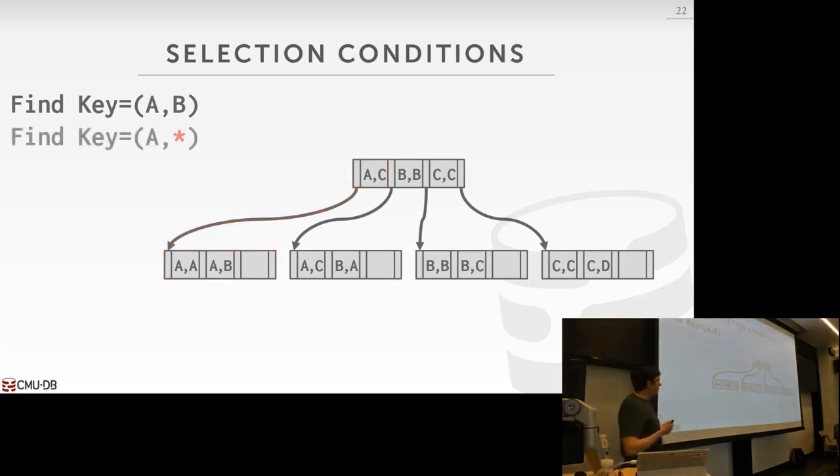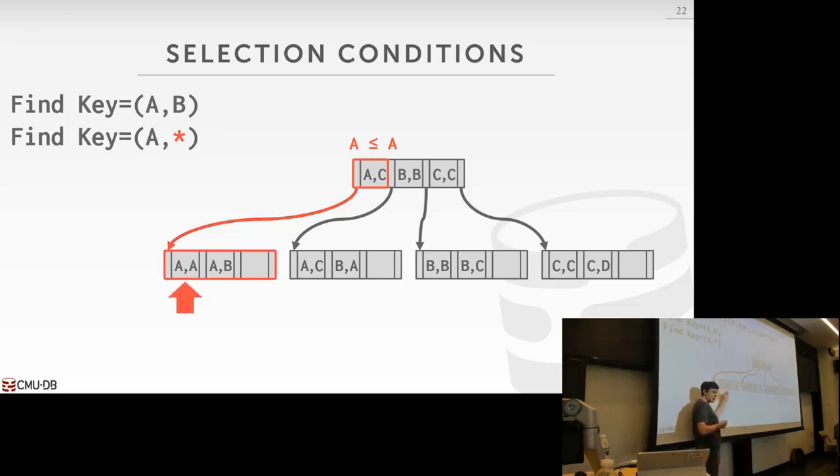Let's say though now I want to do a prefix search where I only have the first element in my composite key but not the second one. So again, I can just look at the first attribute of the key. A is less than or equal to A, so I know that the starting point for what I'm looking for has to be down in this direction, so I go down here.